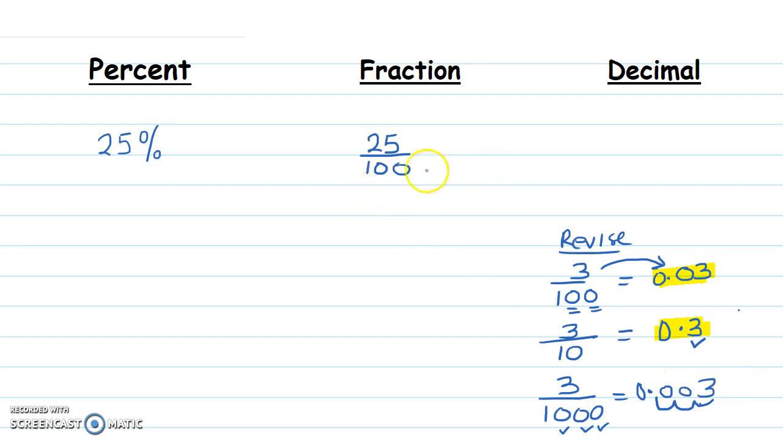Similarly, now you have learned how to write in a decimal. So for 25 over 100, what can you do? Write down 25. How many zeros are there? 1, 2.